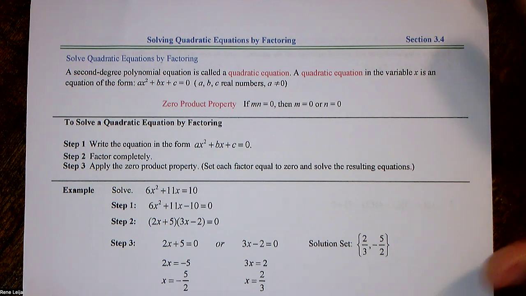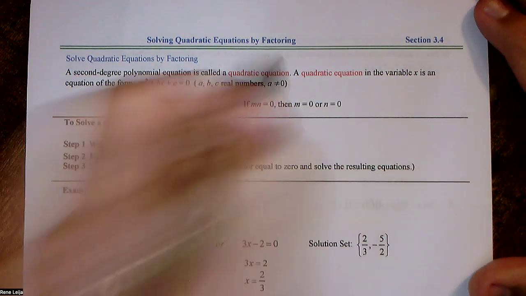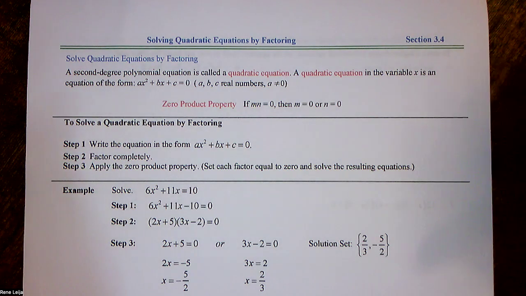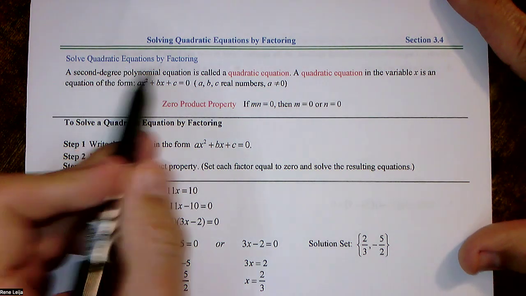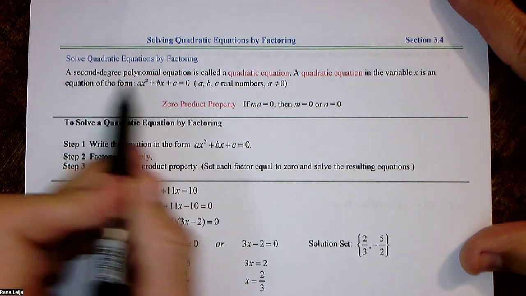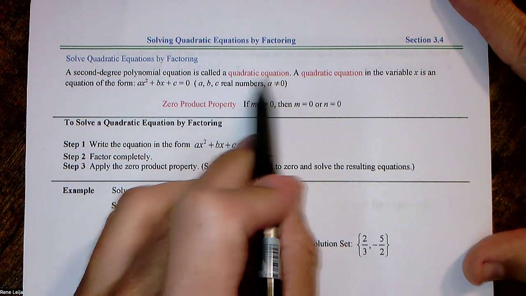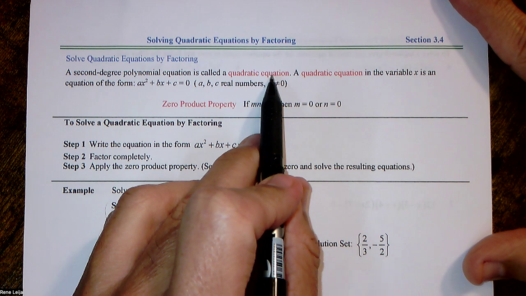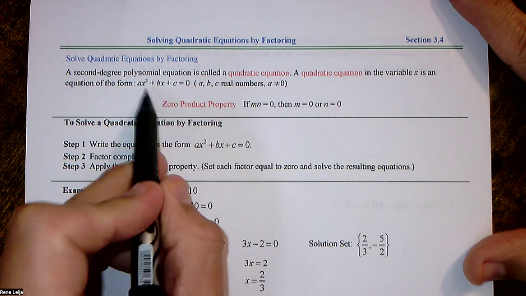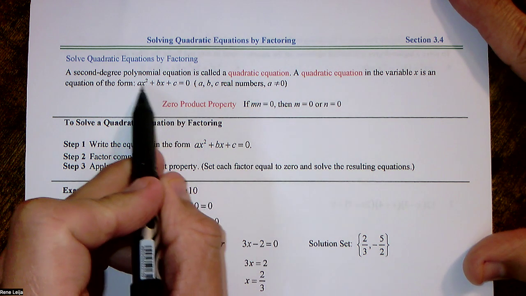This is section 3.4, solving quadratic equations by factoring. All right, so solve quadratic equations by factoring. A second degree polynomial equation is called a quadratic equation, and this is what it looks like. A second degree polynomial equation.